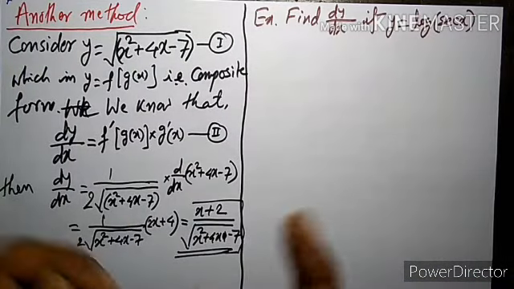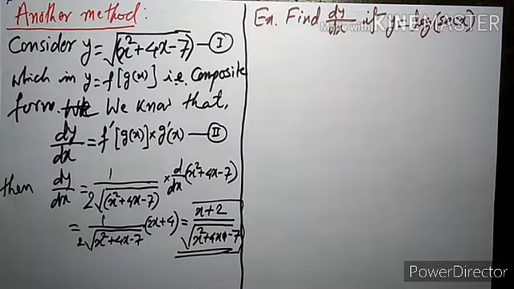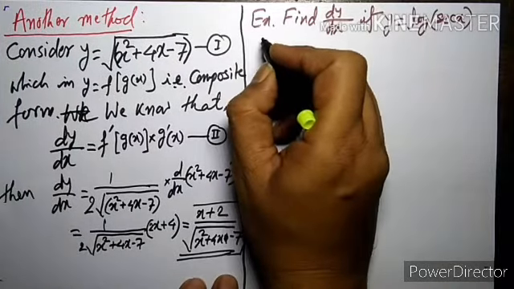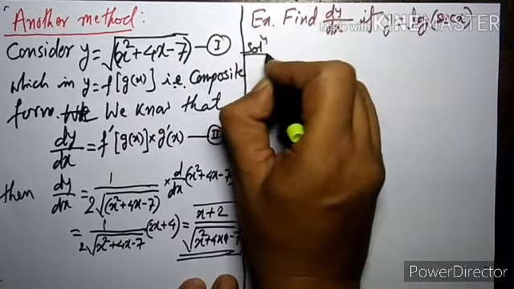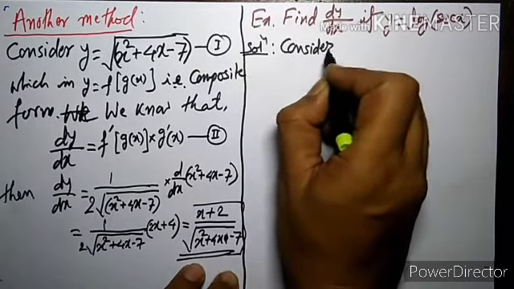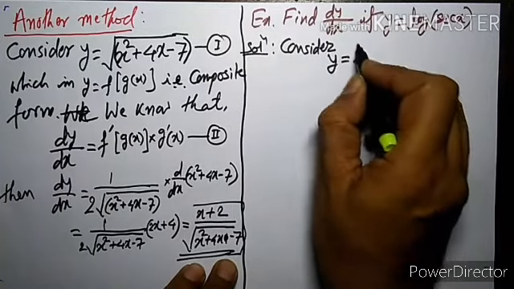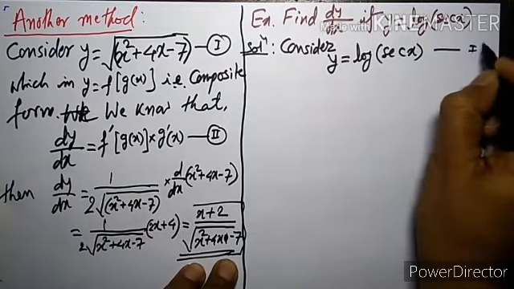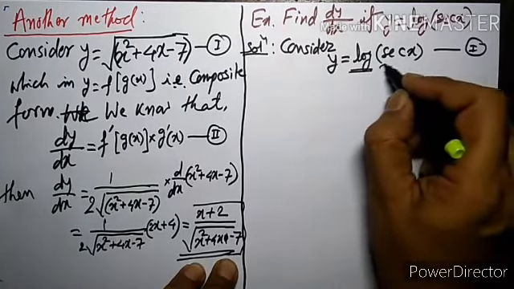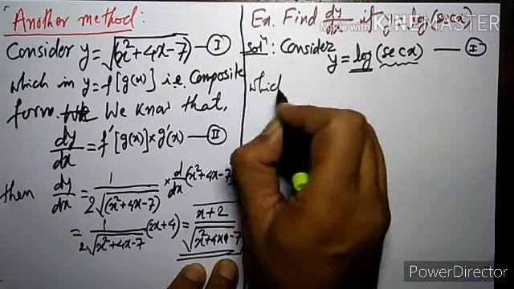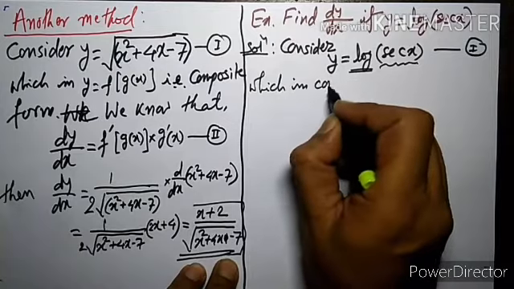Now using this alternative method, we'll go for one more example. Find dy by dx if y is equal to log of sec x. So we go for the solution. Consider the given function y is equal to log of sec x. So now see, this is the outer function log and sec x is the inner function, which is in composite form.